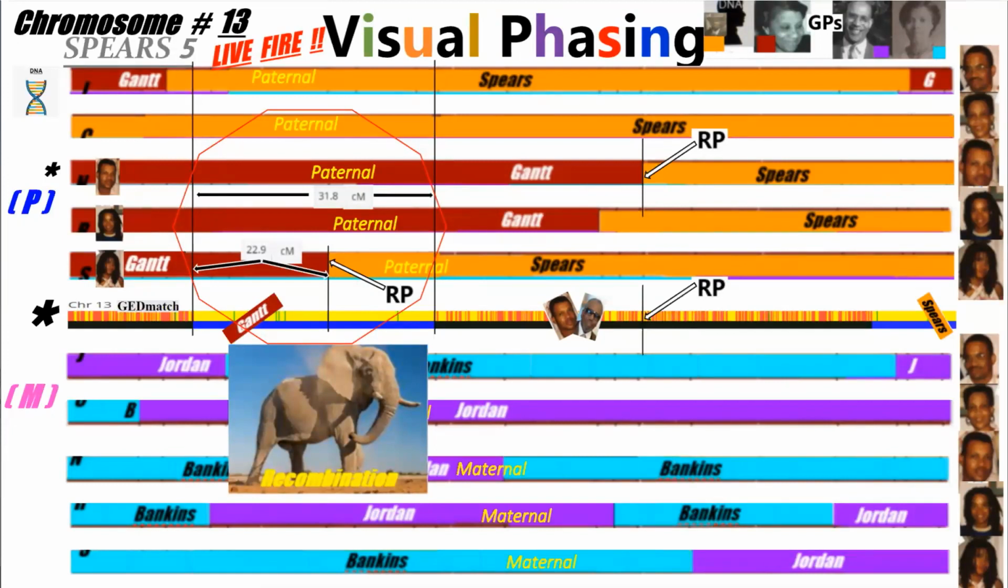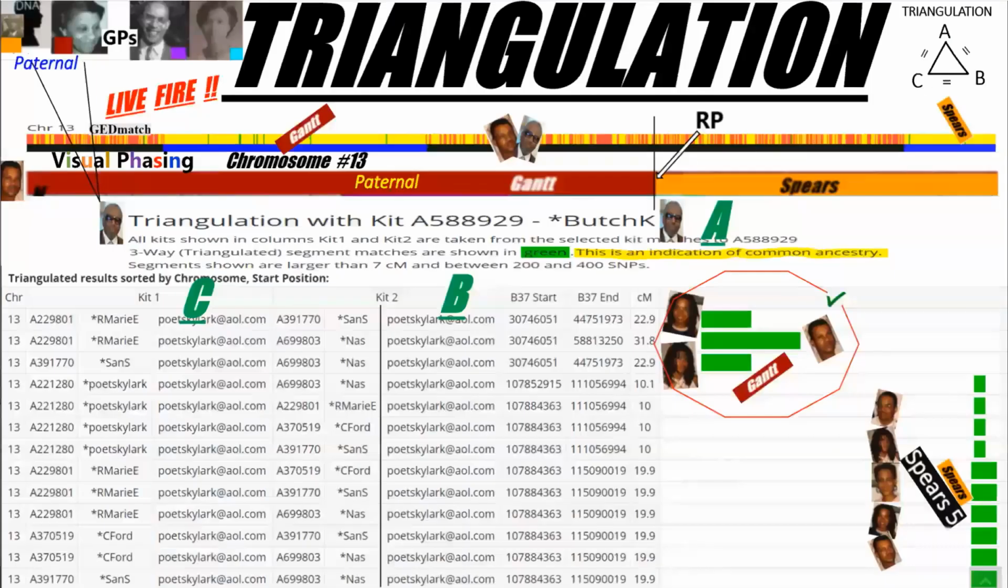And my sister and I aren't in that particular match at all, because in that area, we're not getting Gant DNA, we're getting the Spears DNA. So this is checking out, it's behaving in the way we would expect it to.